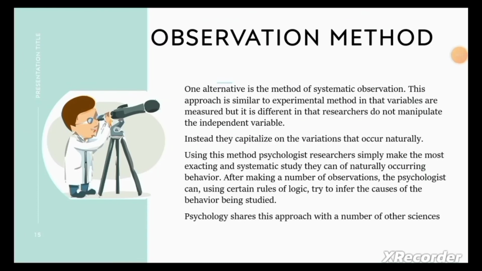Now let us talk about the observation method. One alternative to the experimental method is the systematic observation. This approach is similar to experimental method in that variables are measured, but it is different in that researchers do not manipulate the independent variable. Instead, they capitalize on the variations that occur naturally. Using this method, psychologist researchers simply make the most exacting and systematic study they can of naturally occurring behavior. After making a number of observations, the psychologists can, using certain rules of logic, try to infer the causes of the behavior being studied. Psychology shares this approach with a number of other sciences.